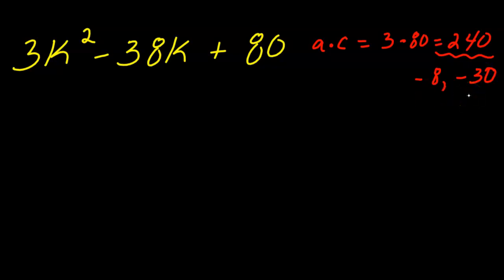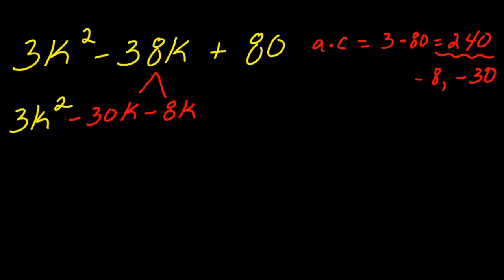Okay, so once you have those two numbers, I know I'm going to rewrite my trinomial, but instead of writing my 38k, I'm going to split out that middle term. So you copy the 3k squared, you split your middle term. So we're going to write it as negative 30k. It doesn't matter what order you put it in. You get the same answer. Minus 8k, and then plus 80. So you just split out that middle term.